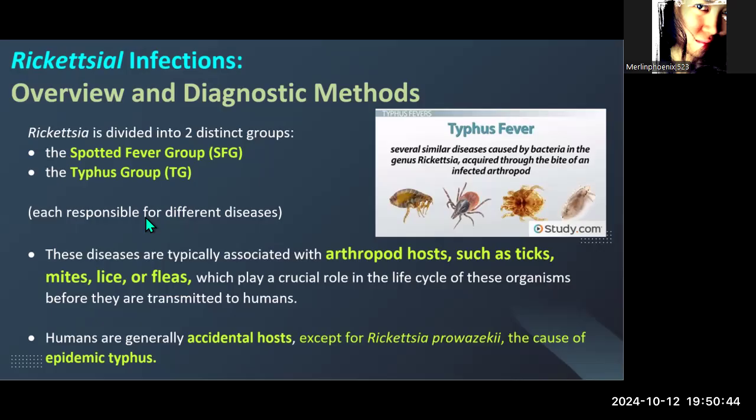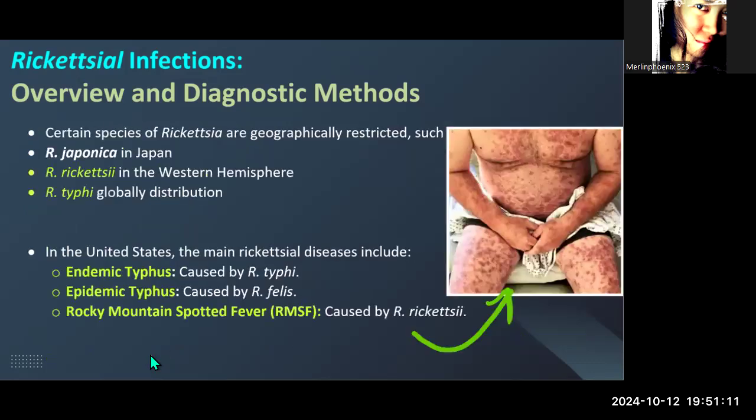So these diseases are often linked to arthropod hosts, including ticks, mites, lice, or fleas, which are essential for the organism's life cycle before transmission to humans. And then generally, humans are accidental hosts, except for Rickettsia prowazekii, the cause of epidemic typhus.